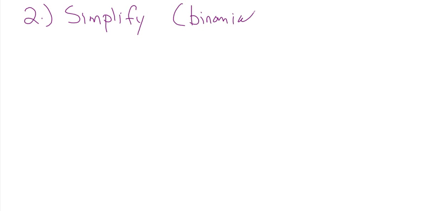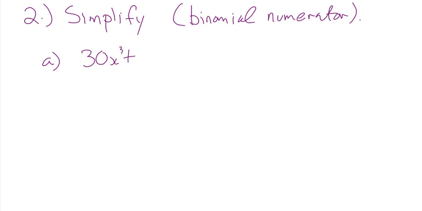Moving on. Okay, let's simplify with a binomial numerator. And that'll be the only instructions on this, right? I mean, it won't say binomial numerator, that's just what we're doing, but the instructions on the question would be simplify. Okay, that's it. And that just means come up with the simpler form or simplest form. All right, 30x cubed plus 40x squared over 25x squared.